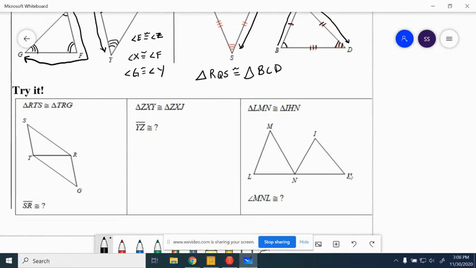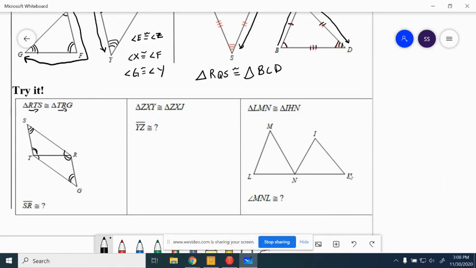All right, let's see how you guys did on here. So we've got triangle RTS is congruent to triangle TRG. All right, so let's see. We're starting at R, going through T to S. So R to T to S. All right, so that would be 1, 2, 3, and T to R to G. Okay, so that would be 1, 2, 3.